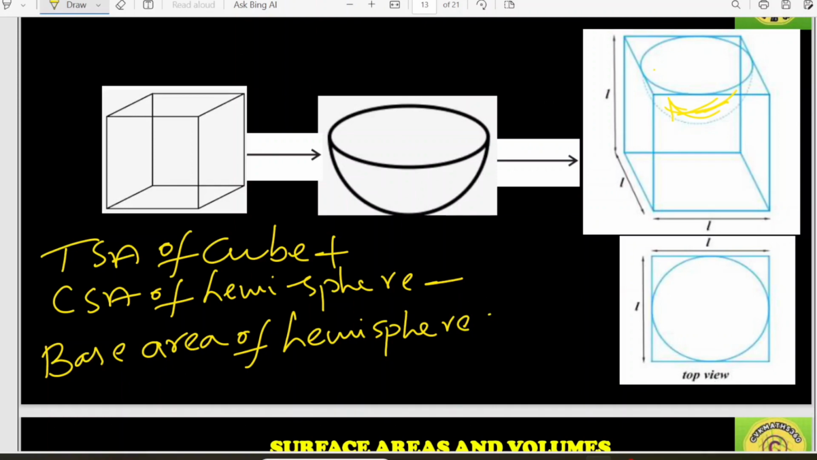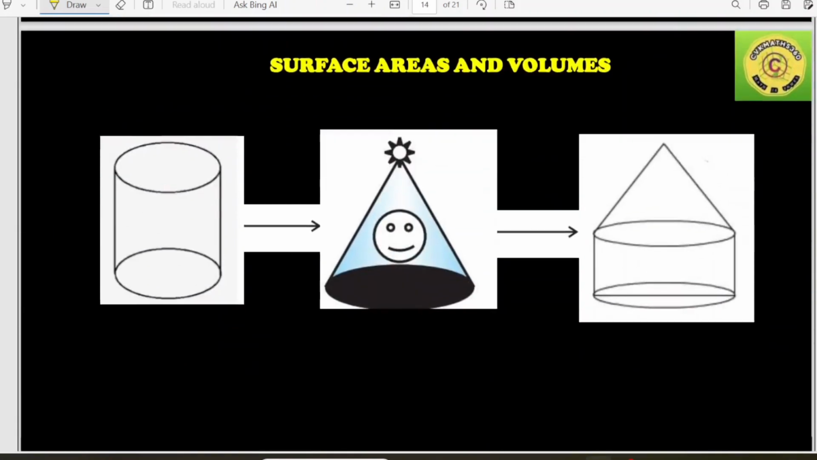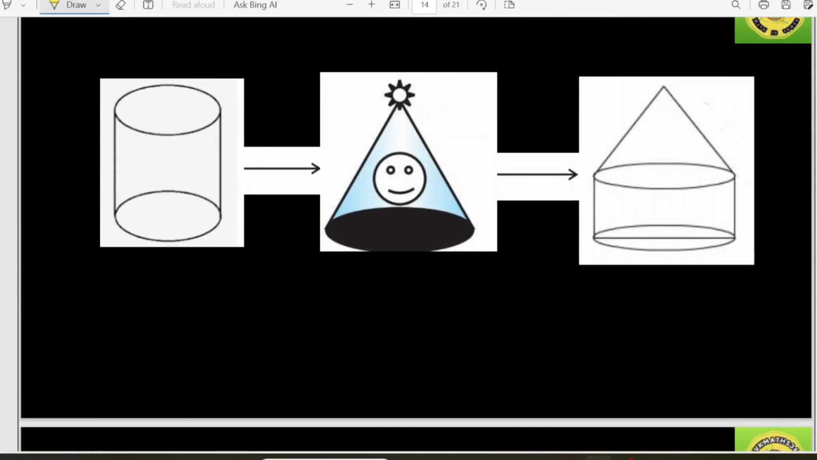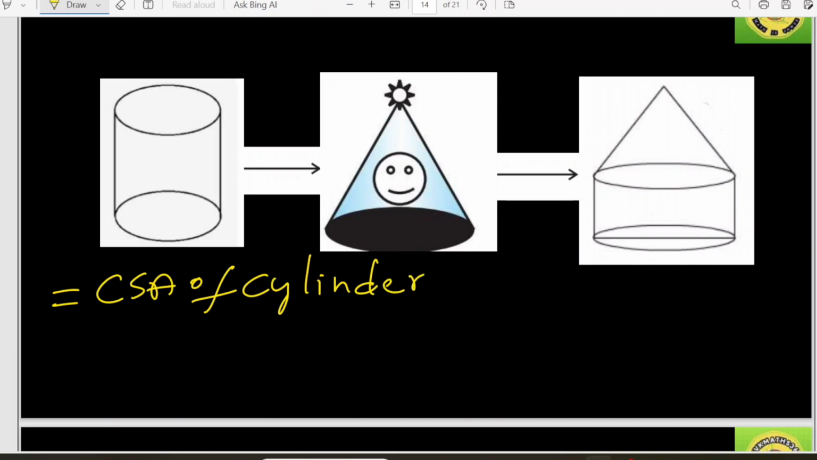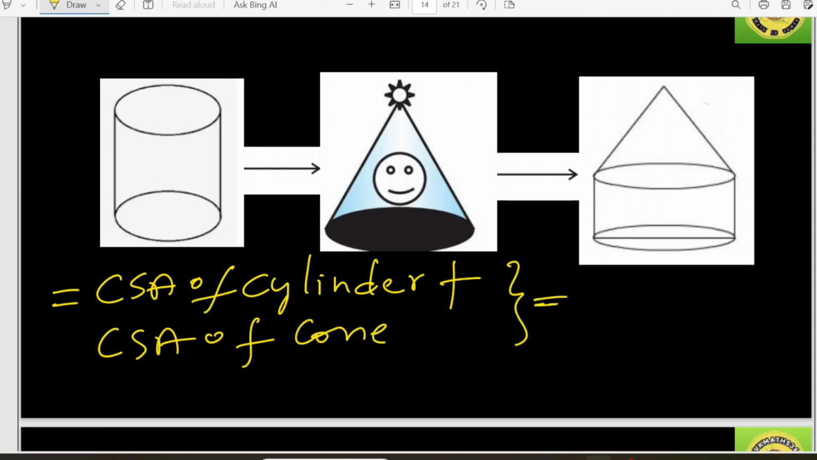Next, this one: conical tent surmounted by a cylinder. Same procedure, we need the total surface area. In this total surface area, CSA of cylinder plus CSA of cone. So what are the formulas? CSA of cylinder will be 2 pi r h plus pi r l. Next.